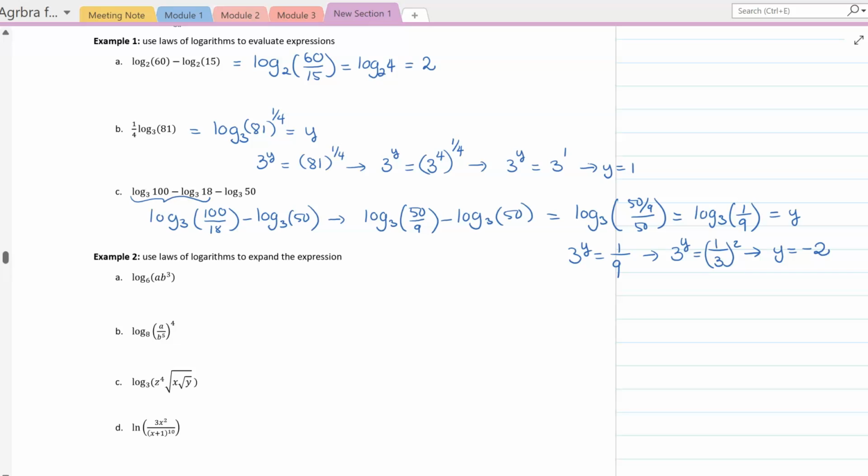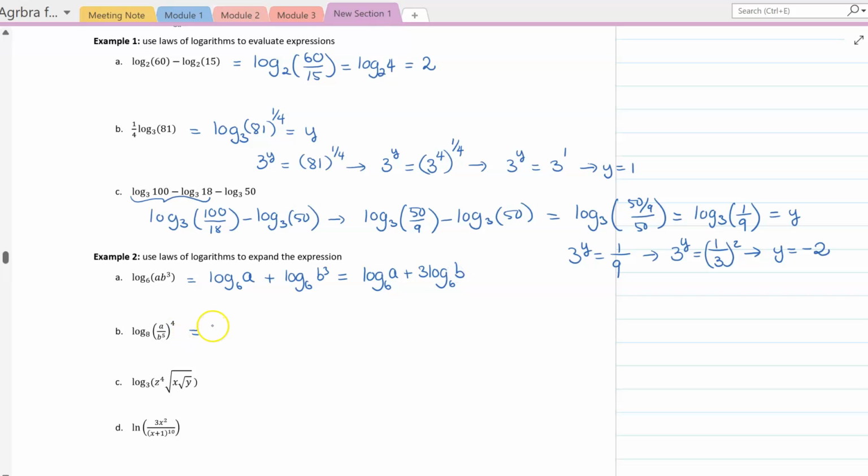Use the laws of logarithms to expand the expression. Here we have a multiplication. We can rewrite this as log base 6 of A plus log base 6 of B to the third. In the next term, we have an exponent, so we need to use the exponent law. So we get log base 6 of A plus 3 times log base 6 of B.